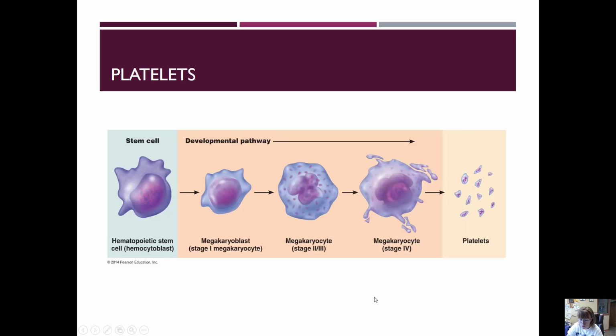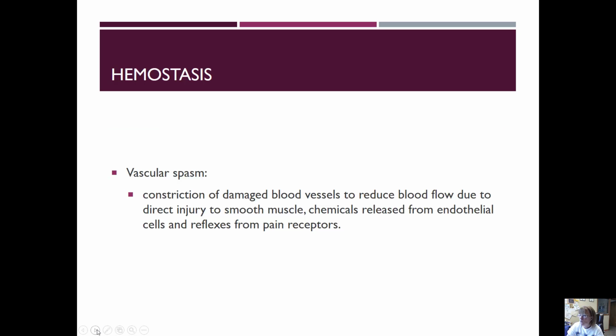All right, so here are the platelets. The platelets come from, again, these hemocytoblasts in the bone marrow, and they start out as megakaryoblasts, become a megakaryocyte, and then they'll fragment and become platelets. So platelets are not actual cells, but just fragments of these megakaryocytes. And then their role, of course, is in hemostasis. So I'm going to stop this video here and start specifically with hemostasis as the next video.